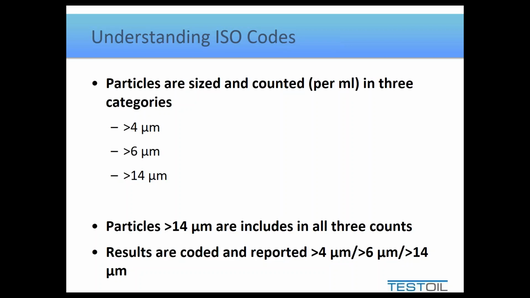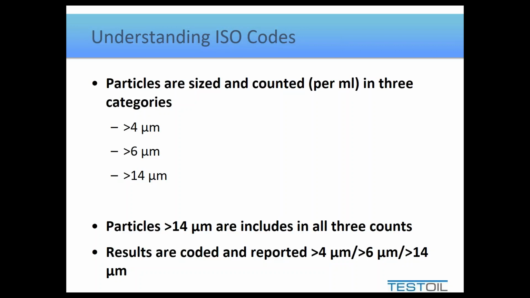Now, 1 milliliter of fluid is a cubic centimeter's worth of fluid. If you ask, how big is a cubic centimeter? Basically, it's the size of the tip of your pinky. It's not a very large volume of fluid at all. And we're counting hundreds or thousands or sometimes even hundreds of thousands of particles in that 1 single milliliter.